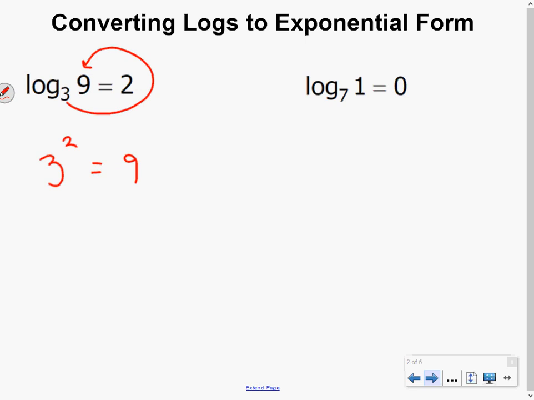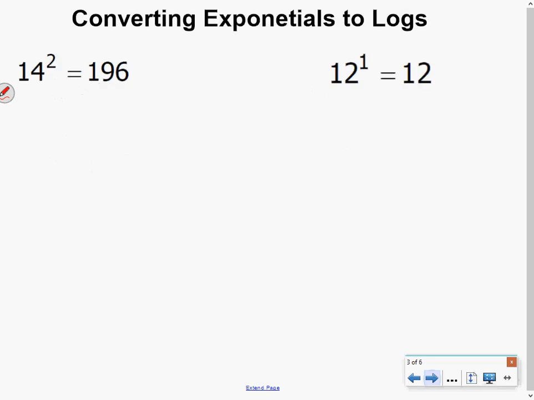Same thing here, log base 7 of 1 equals 0. So we're asking ourselves, what power does 7 need to be raised to equal 1? Well, 7 needs to be raised to the 0 power to equal 1. So we start at our base, 7 to the 0 power is equal to 1. It's just a nice little trick to help you remember the order that you go in when you're doing this conversion. It also works when we're going the opposite way.